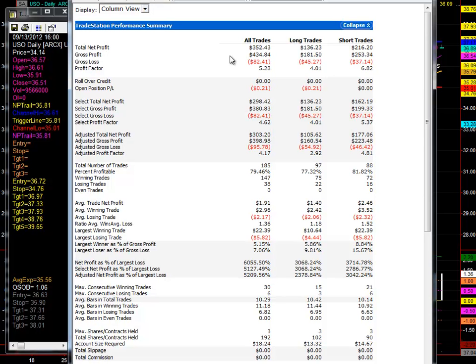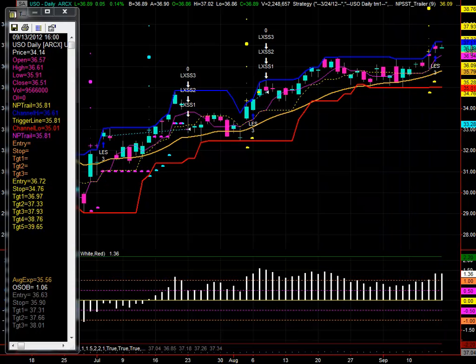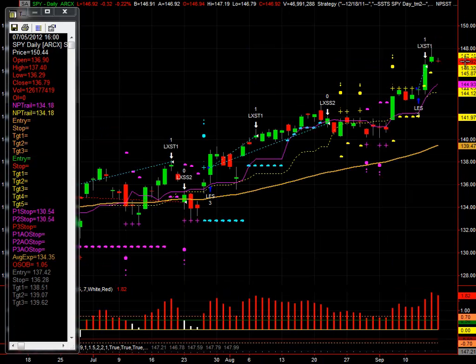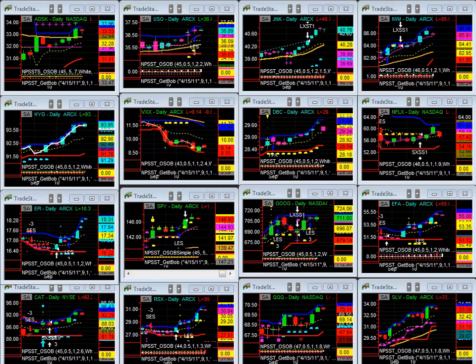This trade plan even tested better than the Spider. Nearly 80% winning percentage, $352 per share of profit. Per share. And look at the share price. It's right around $36 a share. Compare that to the Spider. The Spider is $146 a share. Let's look at a few more.